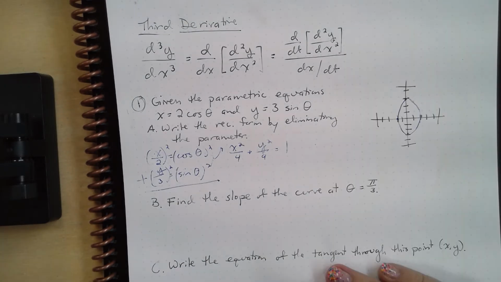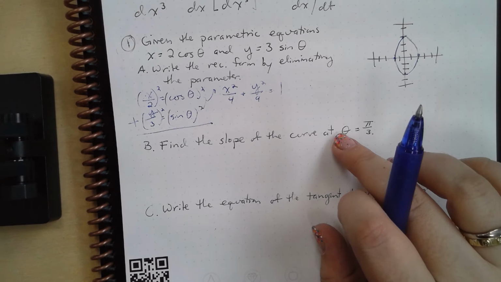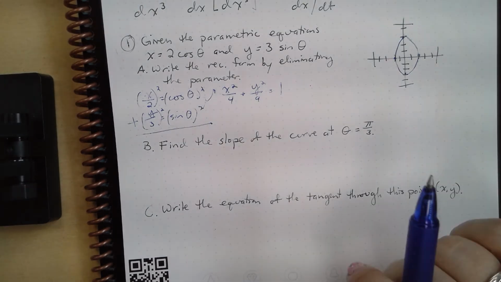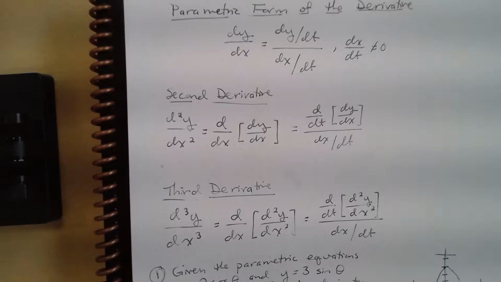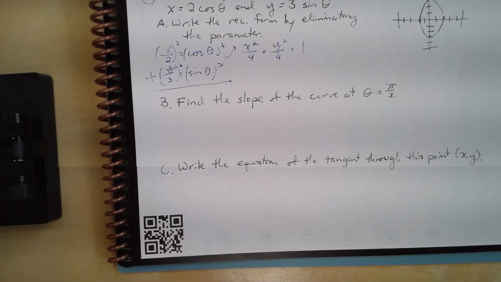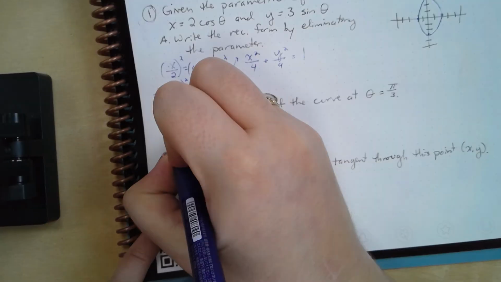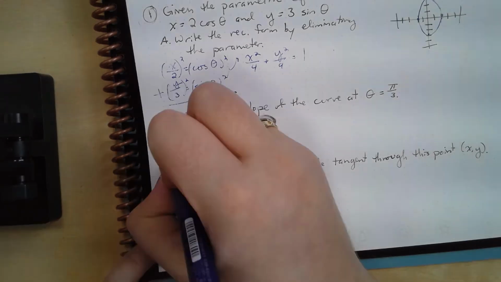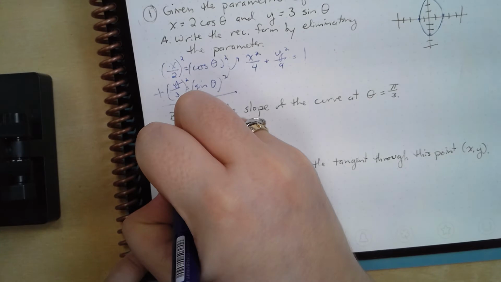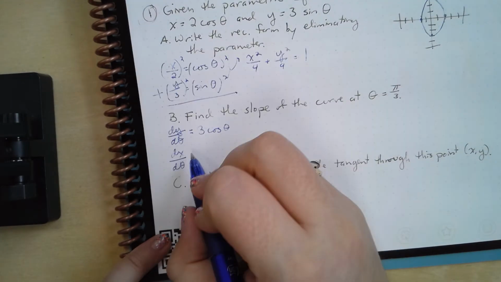And we want to actually find the slope of this curve at theta equals pi over 3. Well, let's first find, we're going to go up here, right? We're going to need these to use, so just keep those in mind because I can't keep them all on the screen at once. So we're going to find our slope by first finding dy over d theta. Usually we would use t, but in this case we're using theta. And dx over d theta. So dy over d theta is going to just be 3 cosine theta. And dx over d theta is going to be negative 2 sine theta.